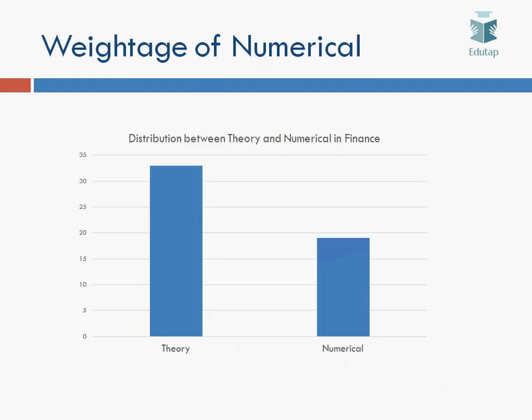Now, what was the weightage of numerical in the 2016 exam? Well, you can see in this slide that out of a total of 53 marks, around 19 marks worth of numerical were asked. There can be one or two marks here and there, as we already said that this is all retention based. So 19 marks is a very huge contribution out of the total 53 marks from which the finance paper was asked.